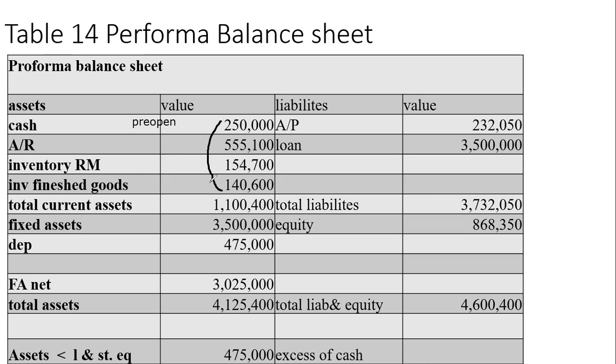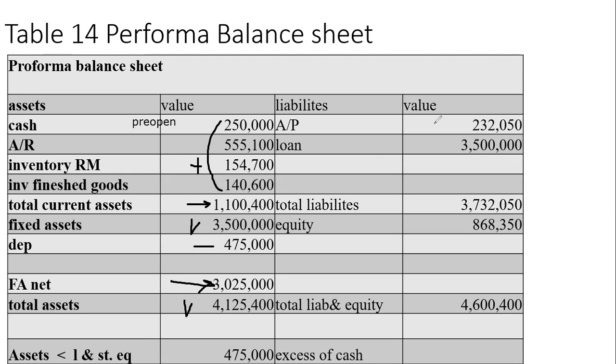So we add them. When we add all of these, it will give me what? It will give me the total current assets. I have machines and equipment 3.5 million. I have the depreciation, which I'm going to subtract. Then it will give me the net fixed assets. So when I add the 3,025,000 and the 1,100,000, it will give me the 4 million, which is the total assets. I have a loan of 3.5 million.